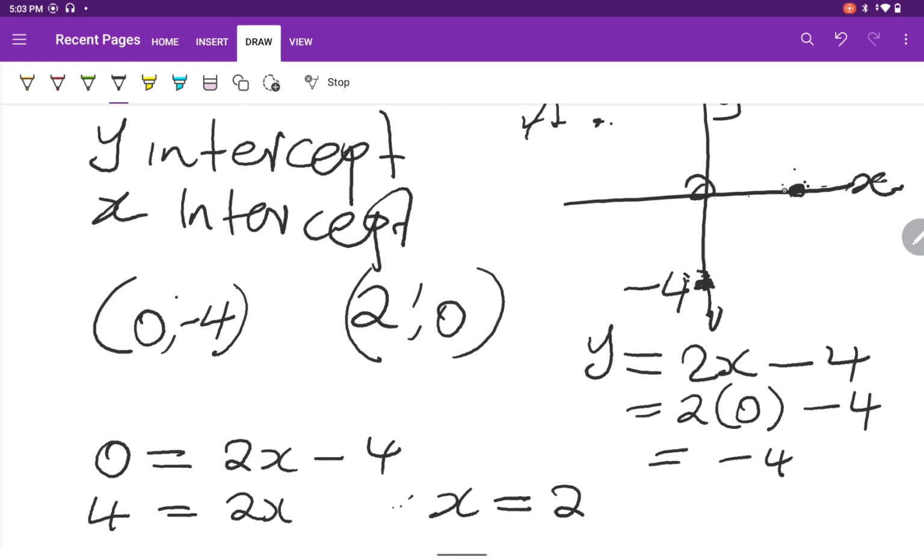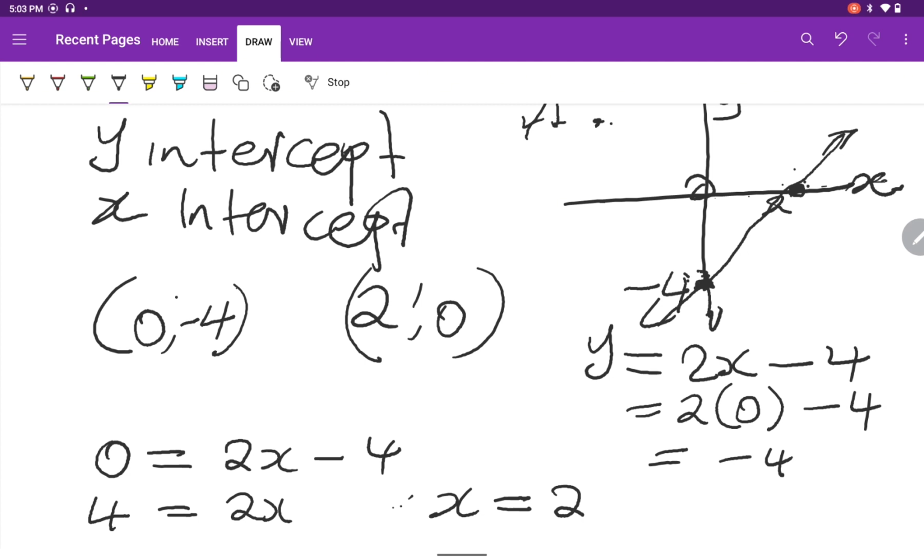And then at this point, the x value is 2, the y value is 0, and then we just join the 2 points. So this is the intercept method. I'm not really going to deal with the other methods. We'll just look at this one, and then we will continue from there. So now this is how to sketch the straight line graph.